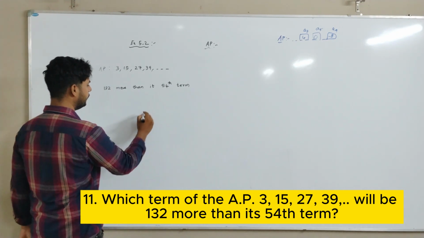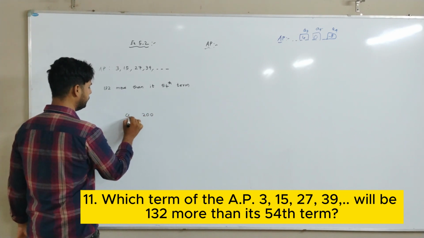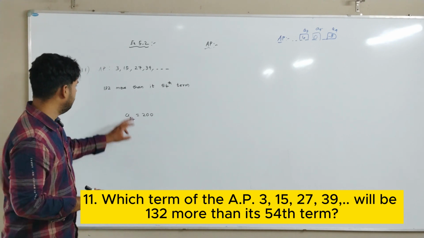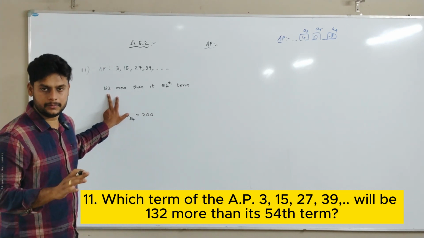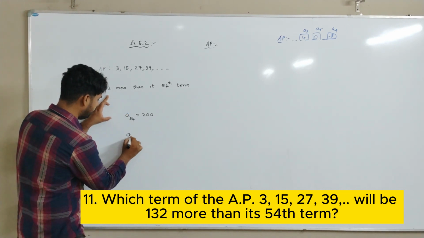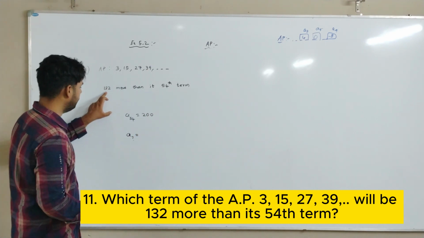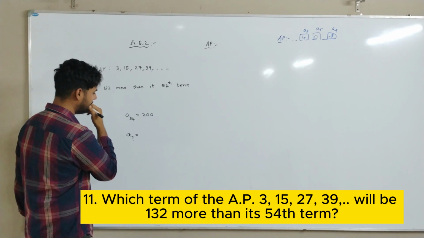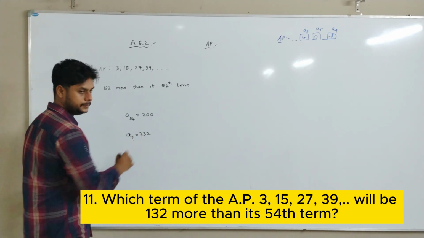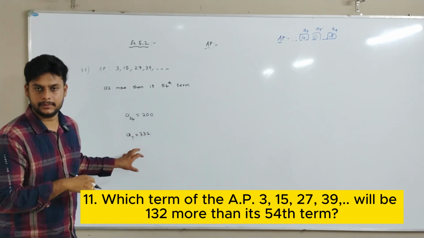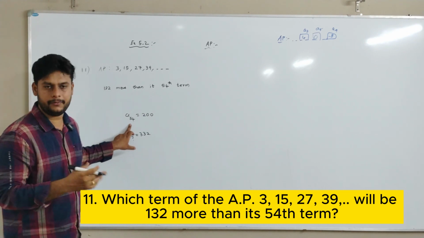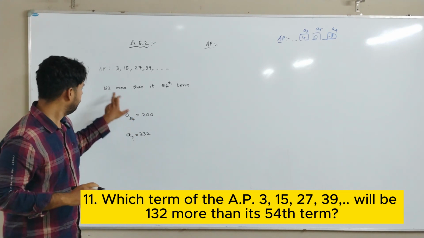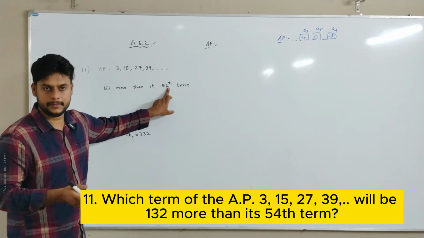Let's take the 54th term is 200. A54 is equal to 200. Let's think like this. There is a term which we don't know, A question mark. That is 132 more than A54, which means 200 plus 132, 332. There is a term which I don't know. It might be A40, A42, A43, A1, A2, A3. That term is 132 more than the 54th term.